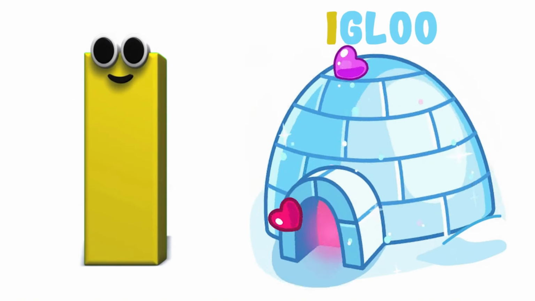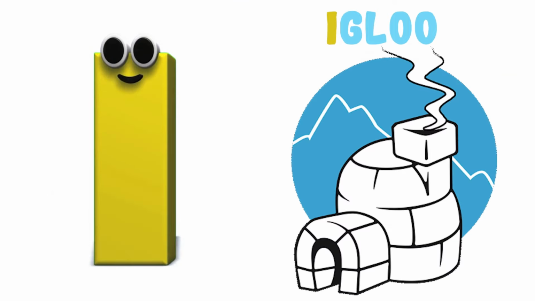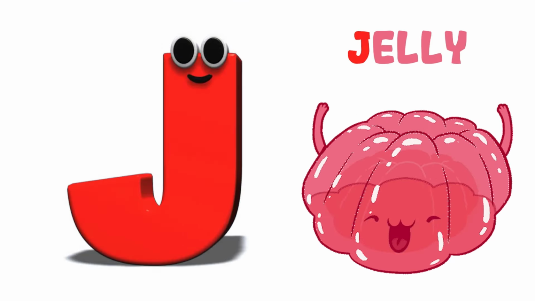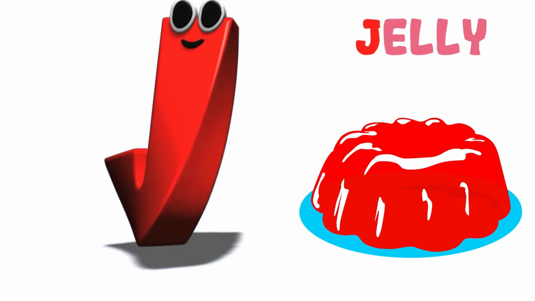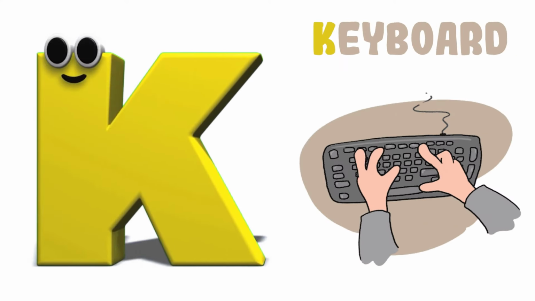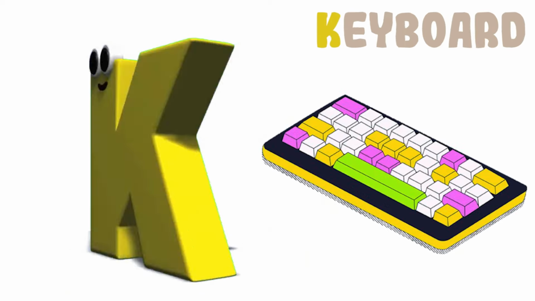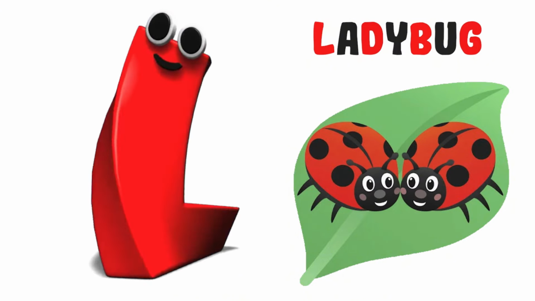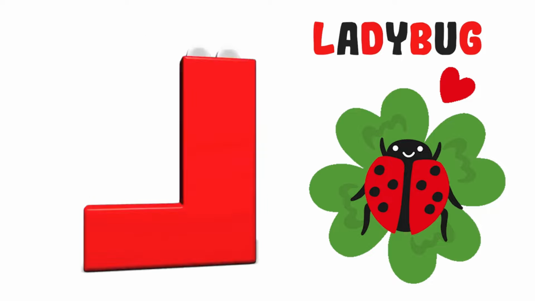I is for igloo, I, I, igloo. I. J is for jelly, j, j, jelly. J, jelly. K is for keyboard, k, k, keyboard. K, keyboard. L is for ladybug, ladybug. L, ladybug.